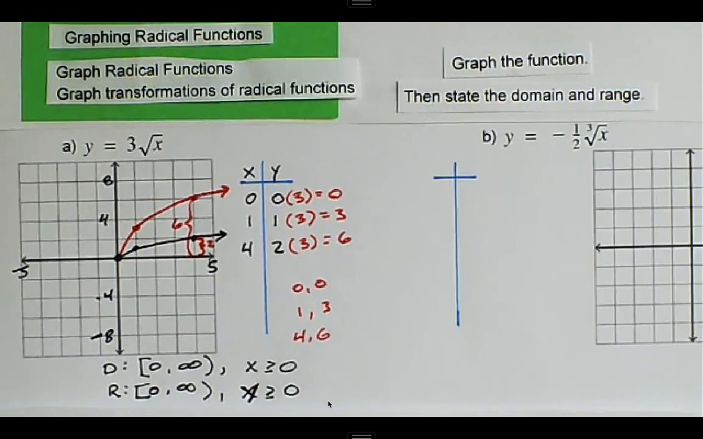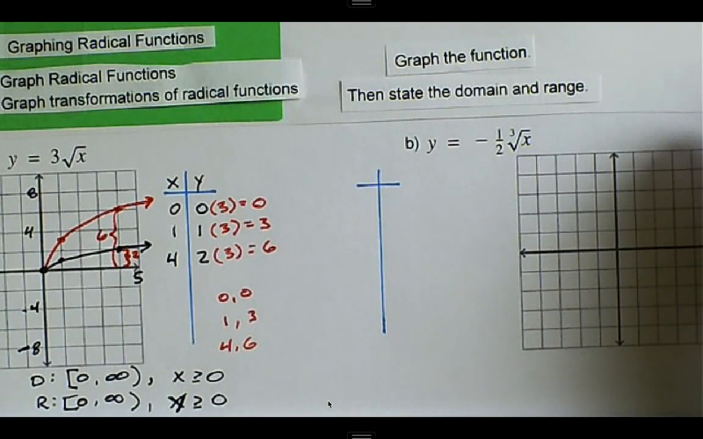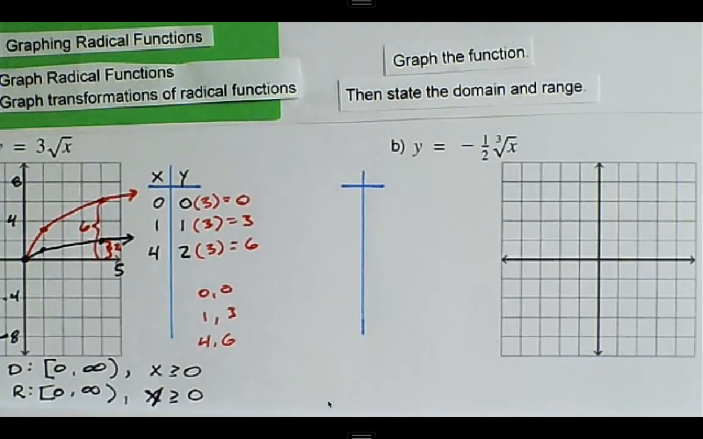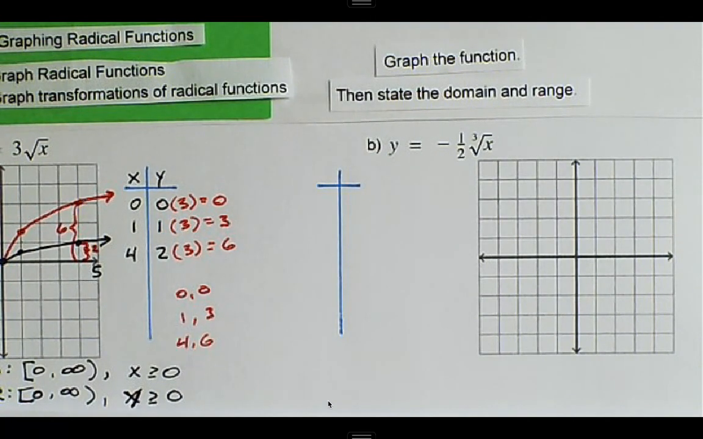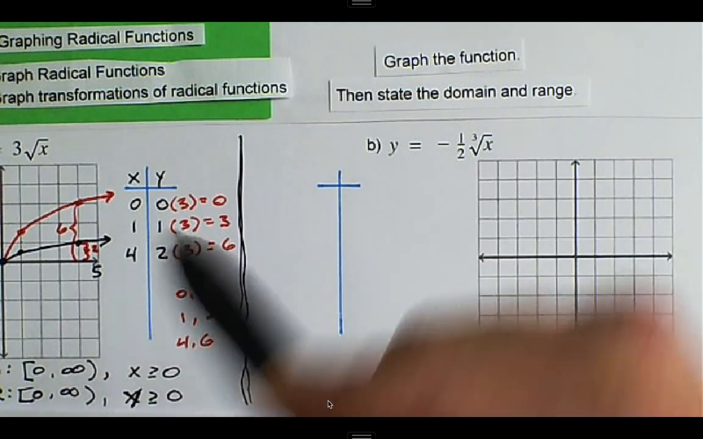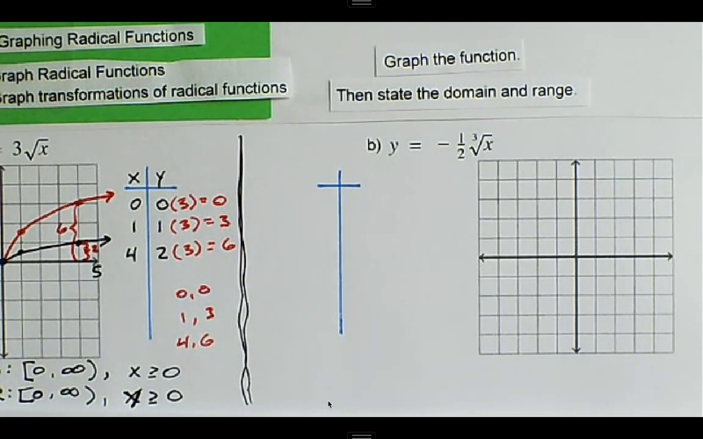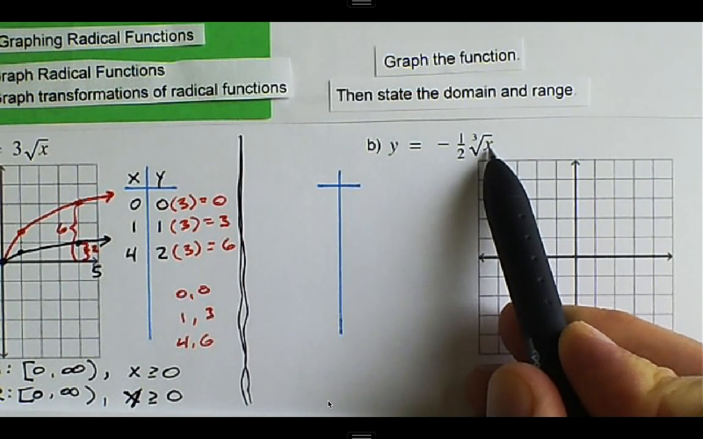So we take a look at example B. And again, we're going to graph the function, and then we also want to do the domain and range. Same thing. I want to think about what the parent function looks like. So we're doing a cube root. So I have to pick values that I know the cube root of.